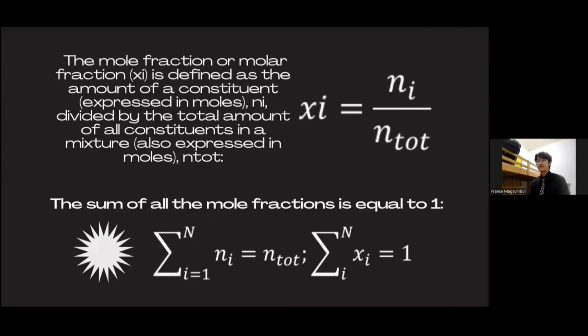The sum of the mole fractions is equal to 1. So basically, the formula means that the summation of all mole fractions is equal to 1. The formula is just a way to express it in symbols and numbers so that we can have a better picture of how it happens.